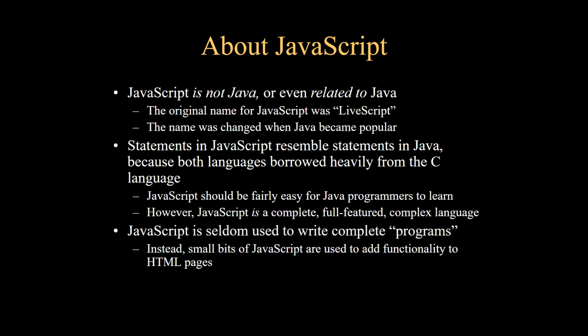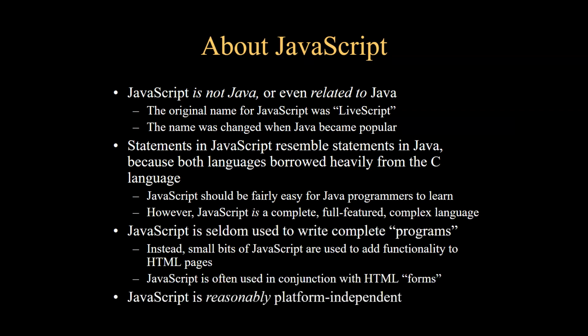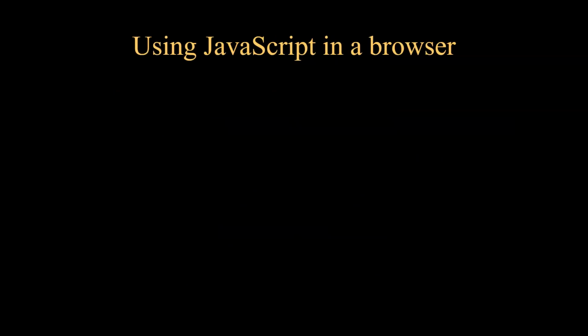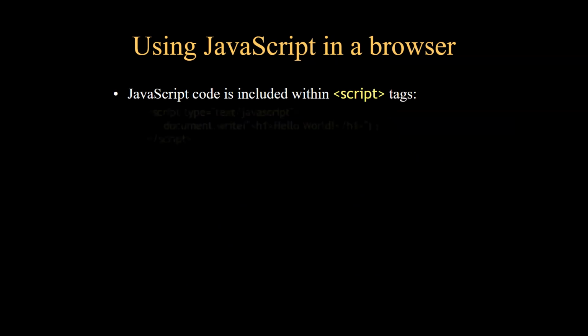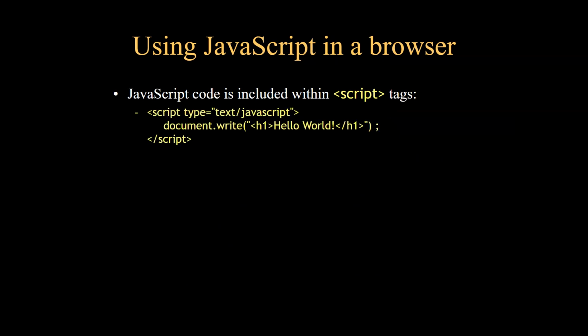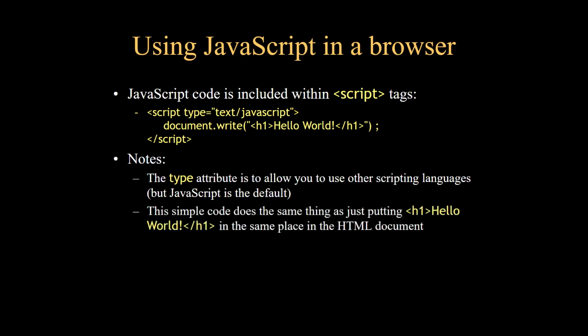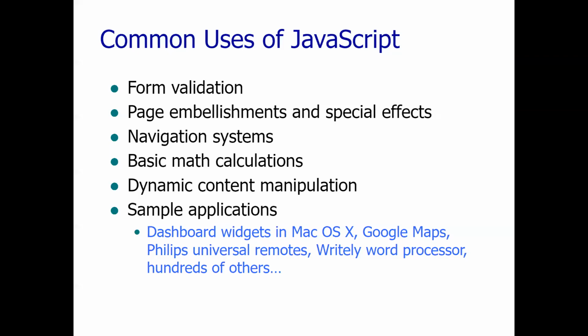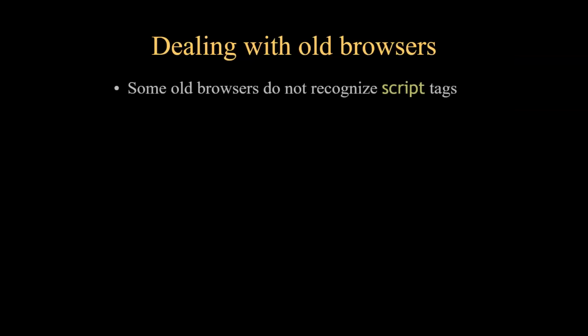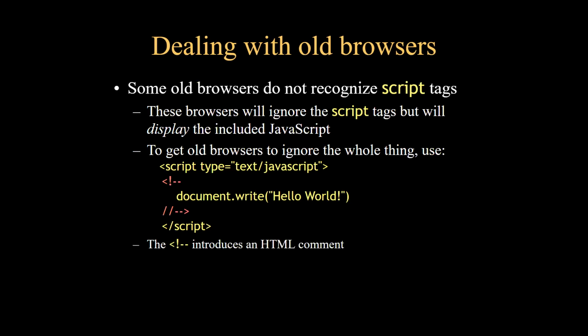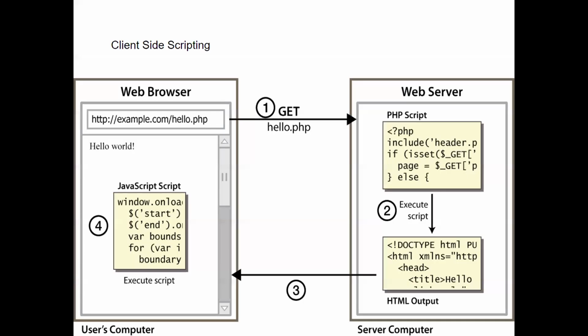JavaScript is seldom used to write complete programs. Using JavaScript on the browser, we use the script tag, like script type, document.write, and if you write anything there, it will be displayed, right? These are the things we discussed in the previous classes, and we use it for validations and everything. We can write it in three modes: inline, in-file, and external.